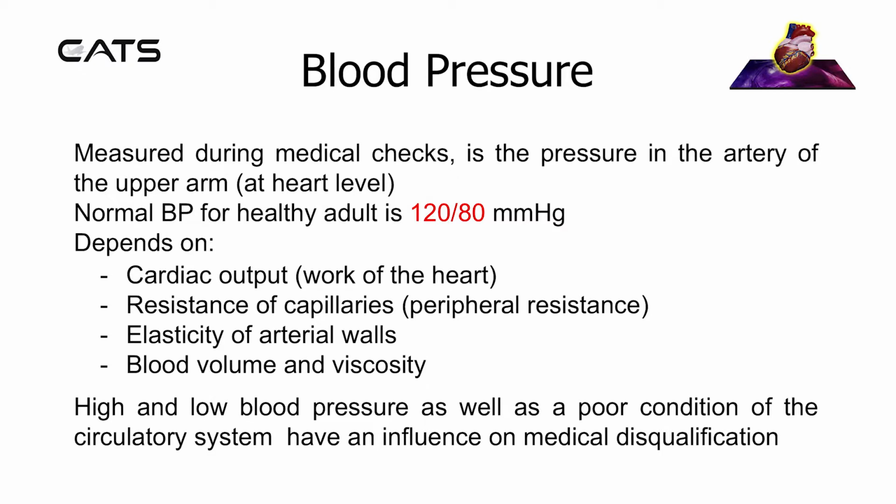Blood pressure is measured during medical checks in the artery of the upper arm, usually at heart level. Normal blood pressure for a healthy adult is 120 over 80 millimeters of mercury, 120 being systolic blood pressure when the heart is pushing, 80 being diastolic blood pressure when the heart's at rest.